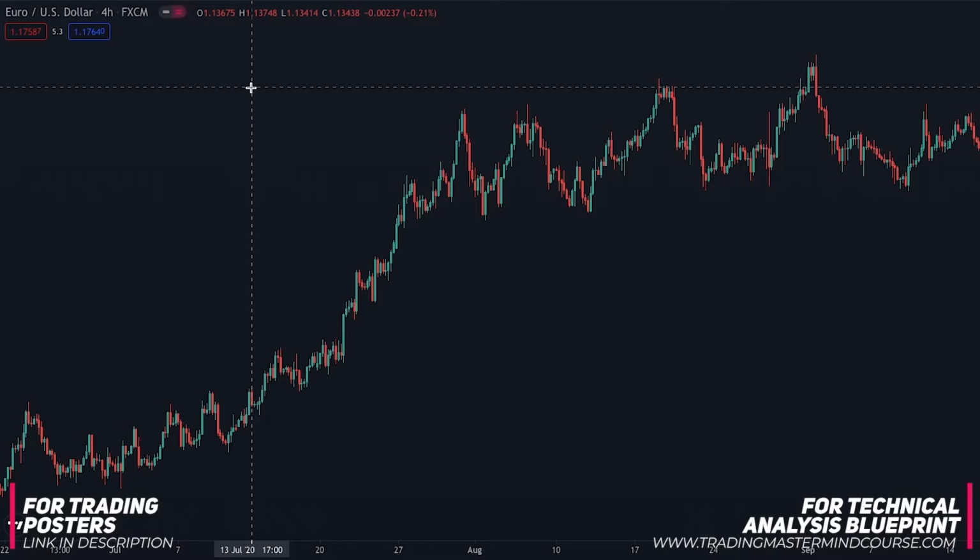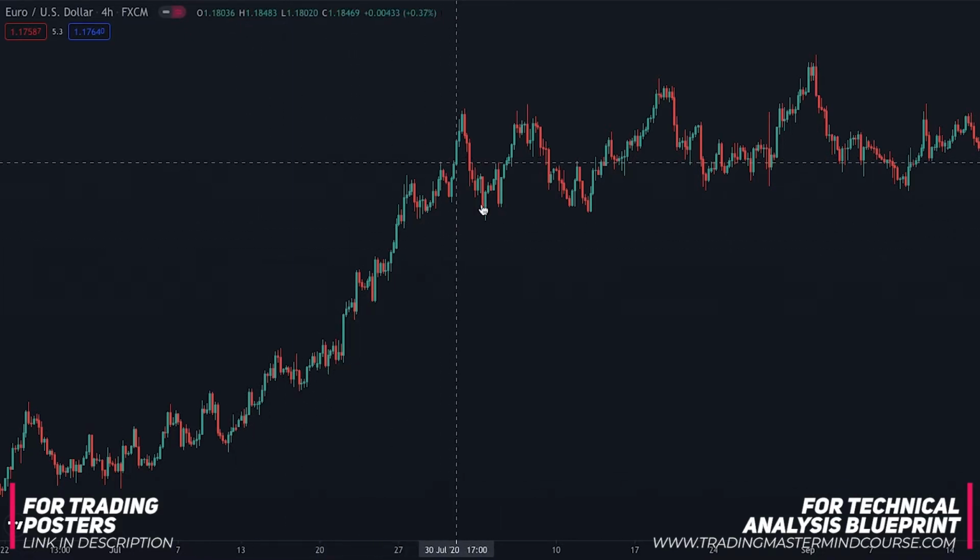Let's get started with the strategy. The strategy I'm going to be showing you today is a very simple technical analysis strategy that is easy for anybody to follow. We are going to be using the candlestick chart. We're looking at the 4-hour time frame, and we're using Euro USD as our currency pair. However, it is important to note that this does work with any time frame and any currency pair. However, it does work particularly well on the 4-hour time frame.